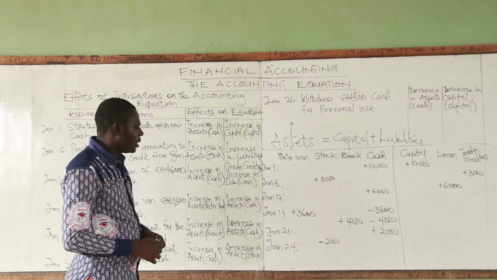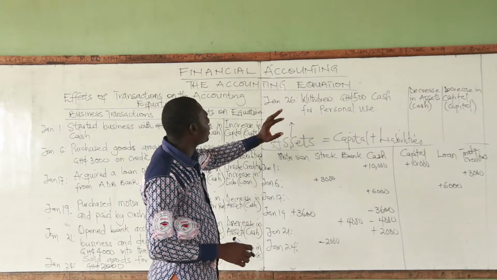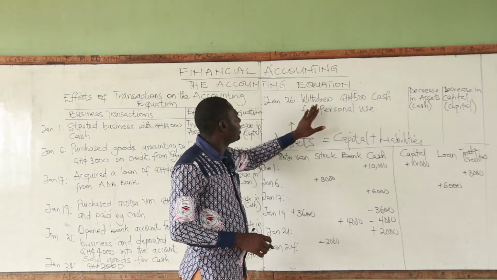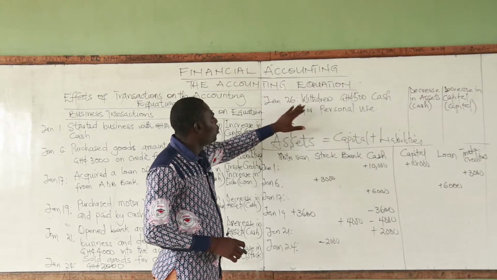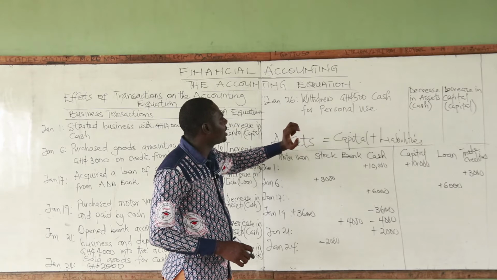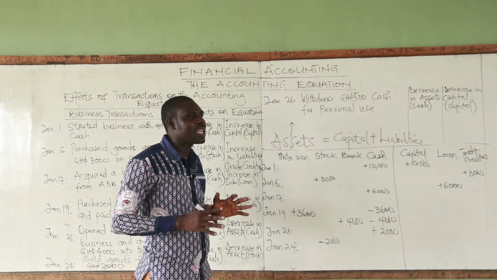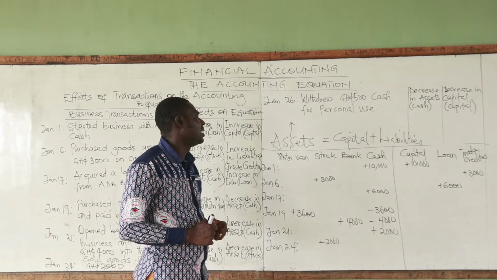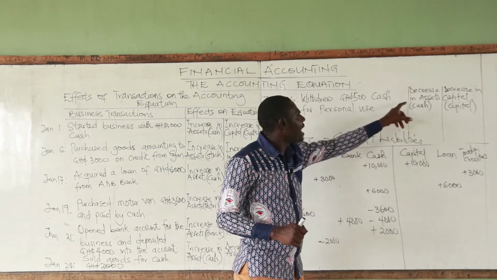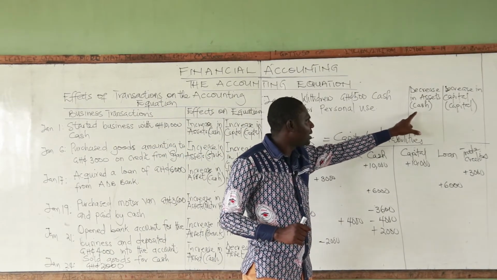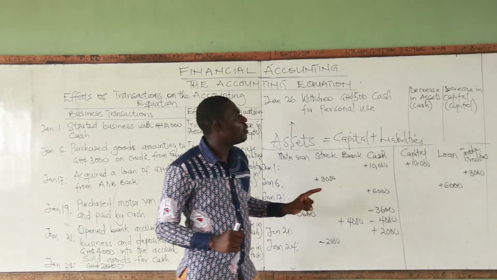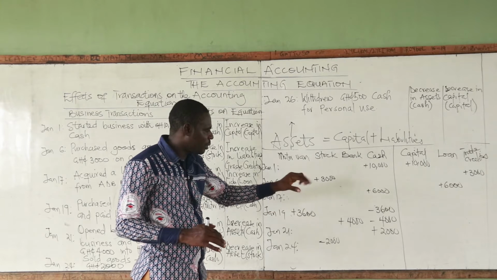All right. So now, the last transaction is January 26th. On January 26th, we drew 500 Ghana cedis cash for personal use. The owner is taking money out of the business. And we are saying that the assets in the business will decrease, and that is cash. And the capital of the owner will also decrease in the form of capital.